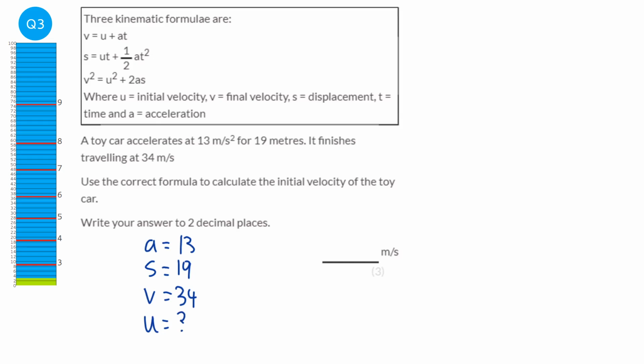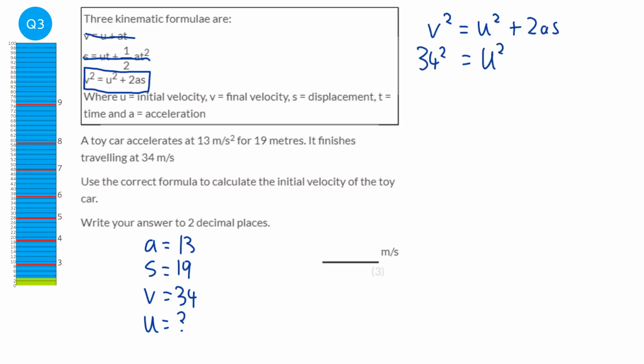So which of these formulae include a, s, v, and u? That's got a t in it, that's got a t in it, so it's going to be this one here. So let's write that out. v squared equals u squared plus 2as. So that would be 34 squared equals u squared, because that's the one we're looking for, plus 2 times 13 times 19.